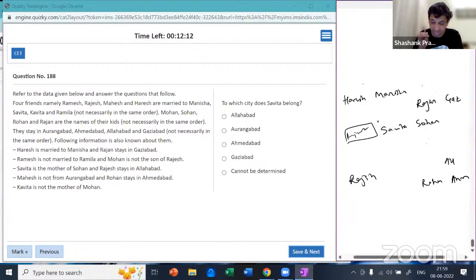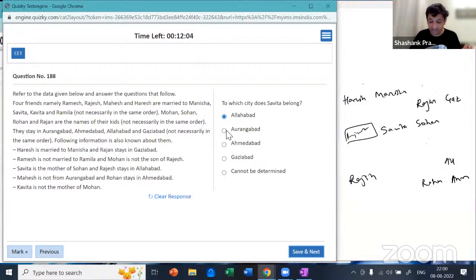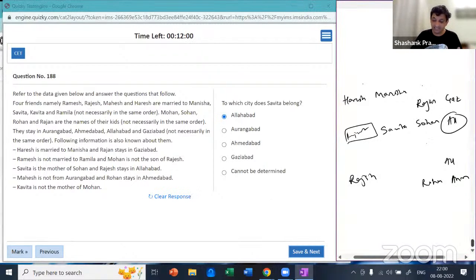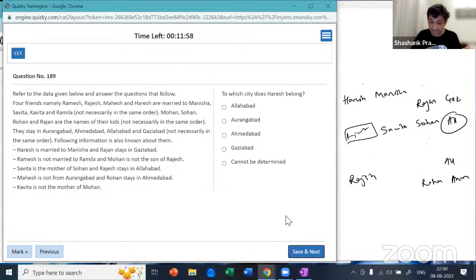Now, Savita can be Allahabad. That is a possibility. Savita is definitely not Ahmedabad, is definitely not Ghaziabad. So I will probably go for Allahabad. I will take a risk in this one, and I will say that this is basically the condition that should be the case, and I'll look at the other questions as well. Let's see. To which city does Haresh belong? Okay, Haresh belongs to Manisha. Okay, Haresh, Manisha doesn't matter.